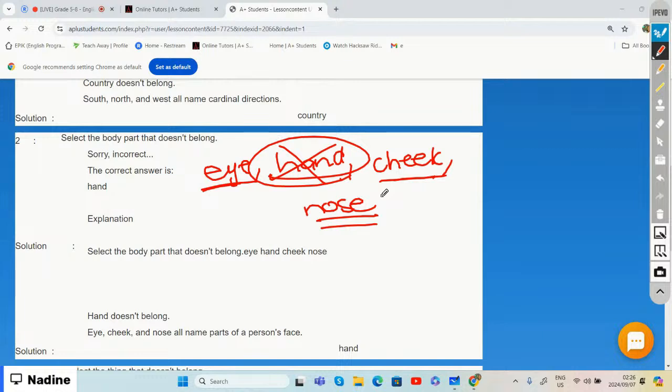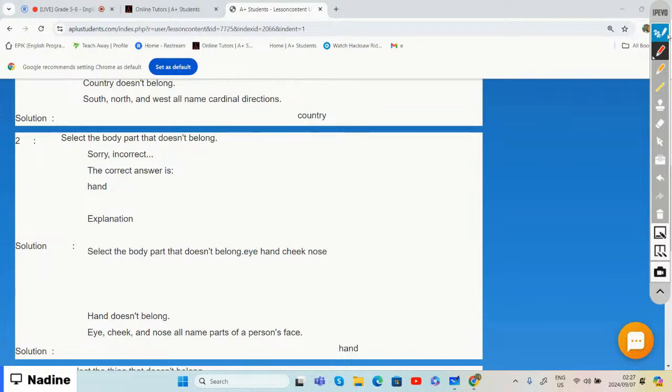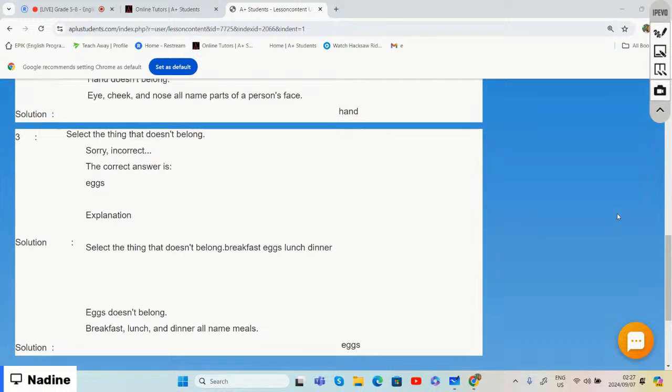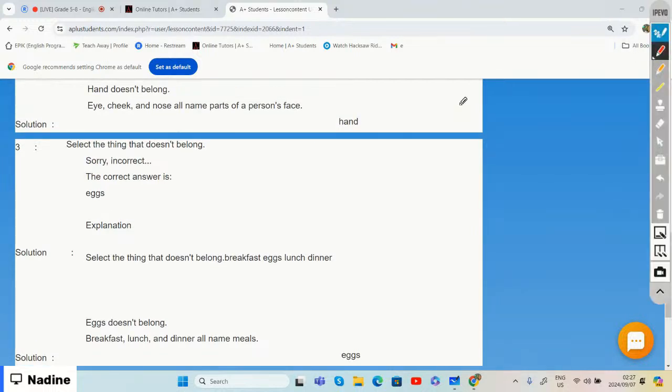But hands, yes, it's a body part, but it's not related to what the others are related to. Eyes, cheeks, and nose are related to a person's face, right? That is what the meaning is. Whereas hands, it is a body part, but it's not related to a person's face on the body, right? All right, let's do the last one and then we're going to our test.